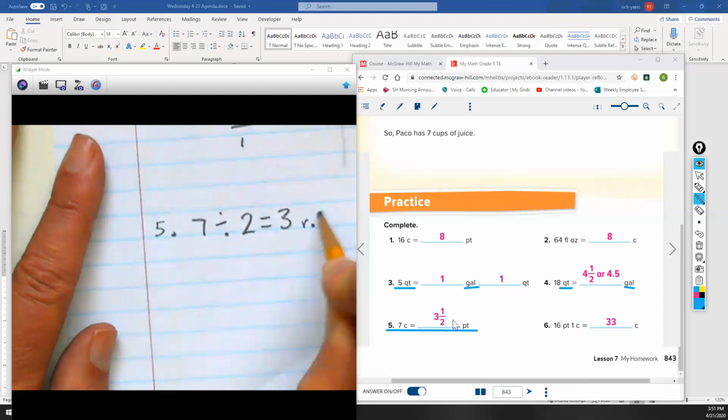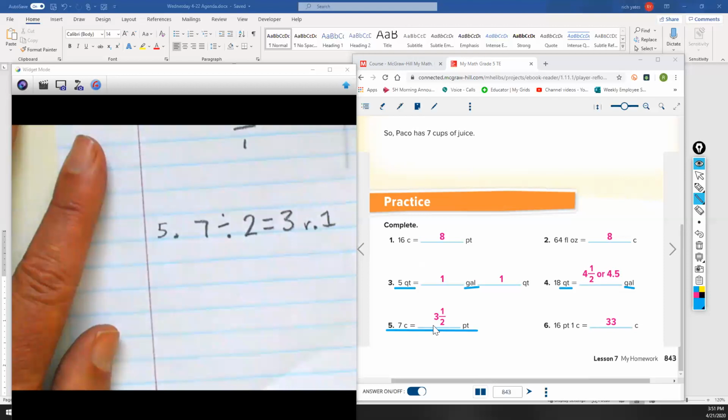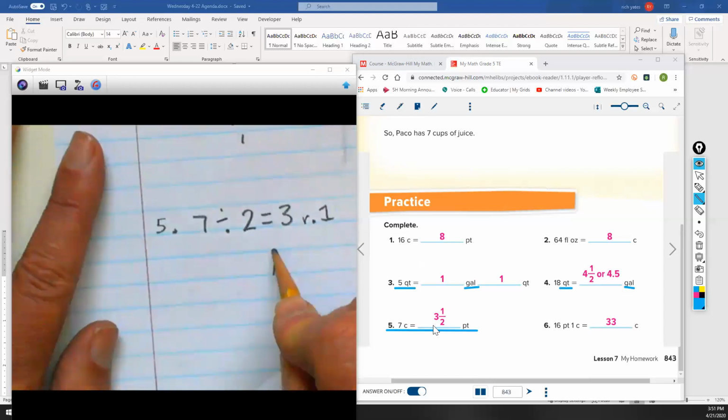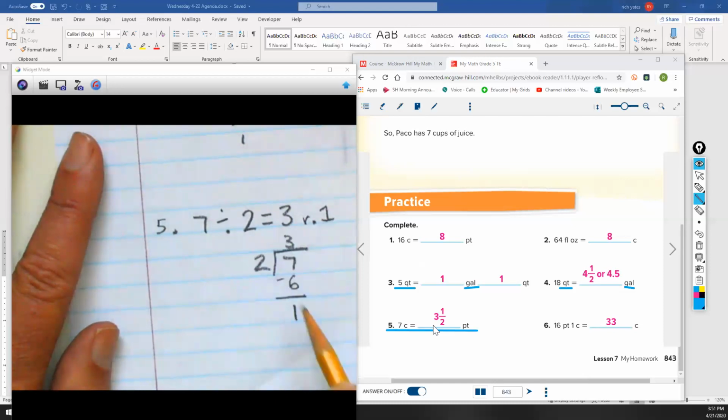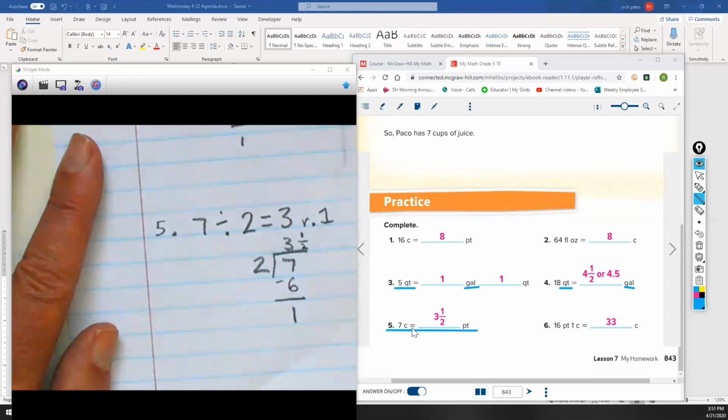But there is no remainder here in my answer. So what I had to do, when I divided it out, I had my 3. 2 times 3 is 6, remainder of 1. I can turn that into a fraction. The 1 is my numerator. The 2, which is my divisor, becomes my denominator. That's why I ended up with 3 1/2 pints is equal to 7 cups.